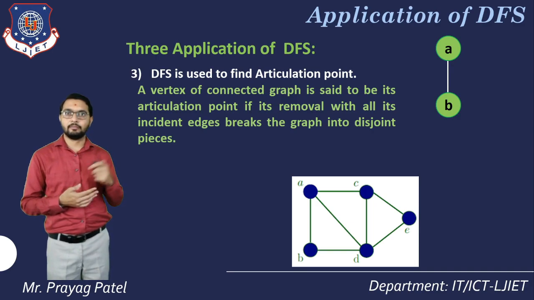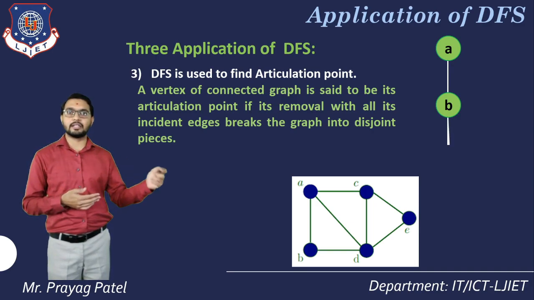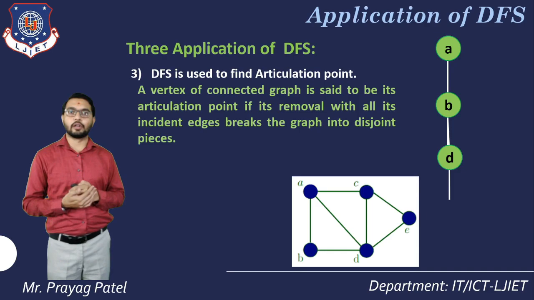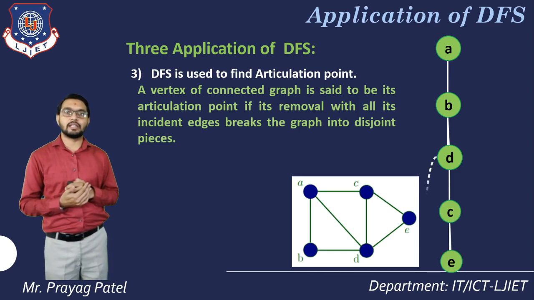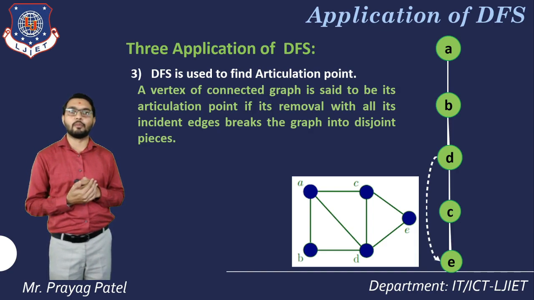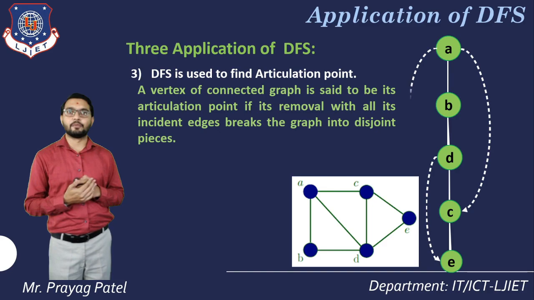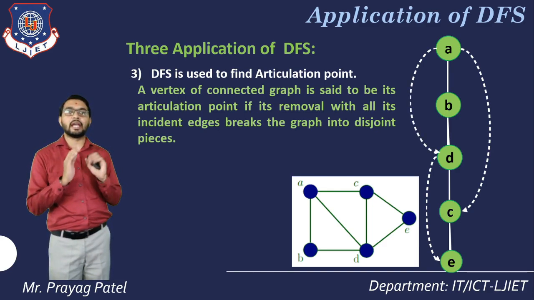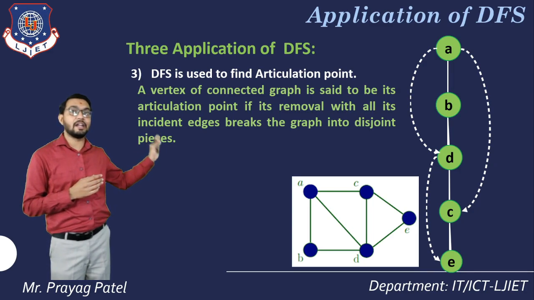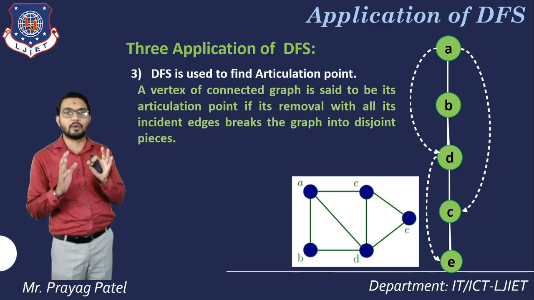For example, here we draw the tree for the given graph. The first node is A, the second node is B, the third node is D, the fourth node is C, and the last node is E. Now also consider the back edges available here: from D to E, from A to C, and from A to D. So if we remove any node from this tree, we can identify whether an articulation point is available or not.